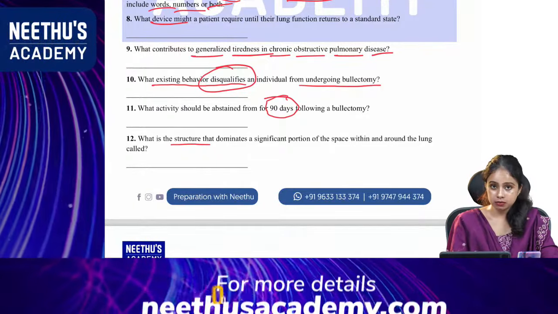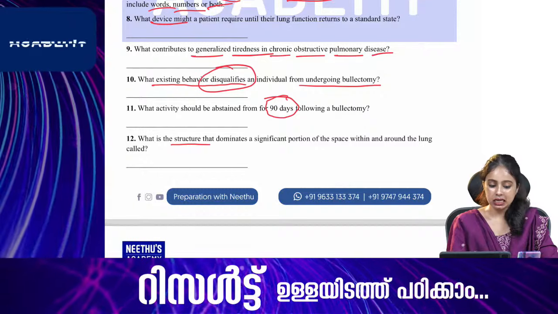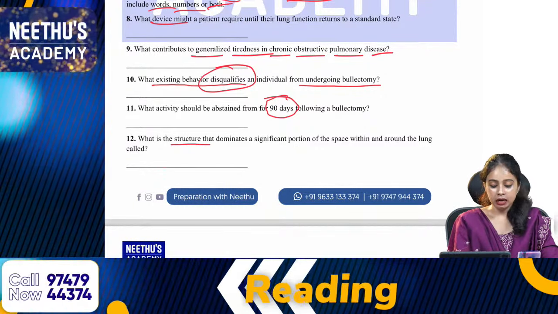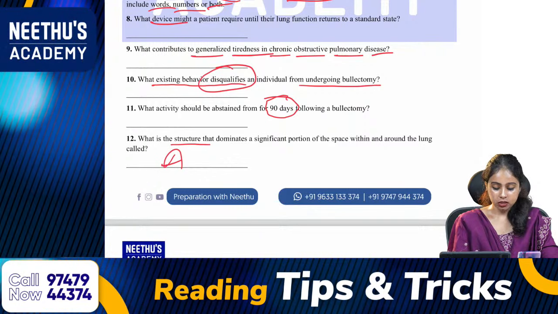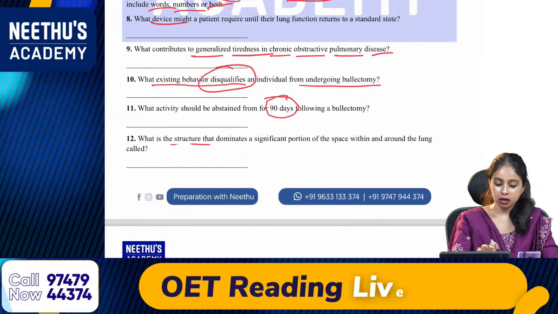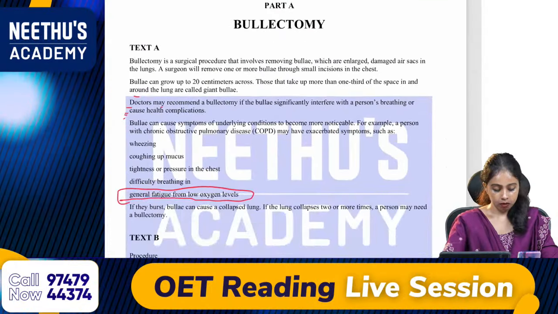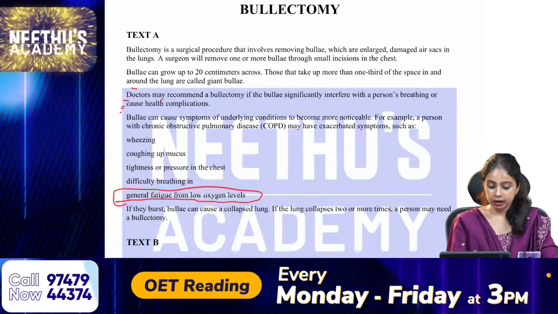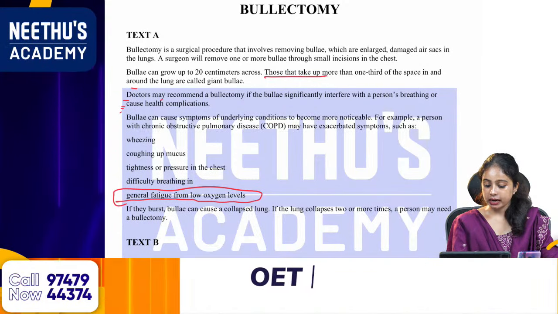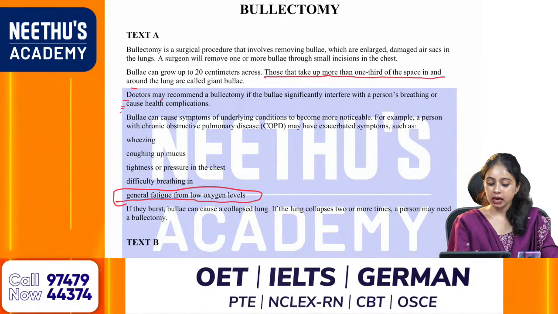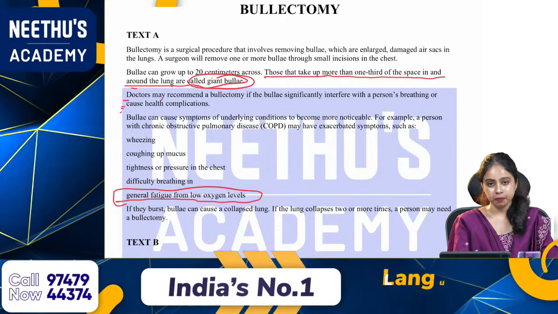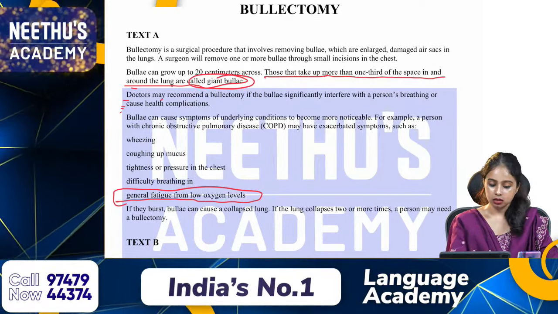From which text? Text A, text B, text C or text D? Okay, so that is from text A. The answer is giant bullae. So see the second paragraph: those that take up more than 1/3 of the space in and around the lung are called giant bullae. Okay, that is the answer.